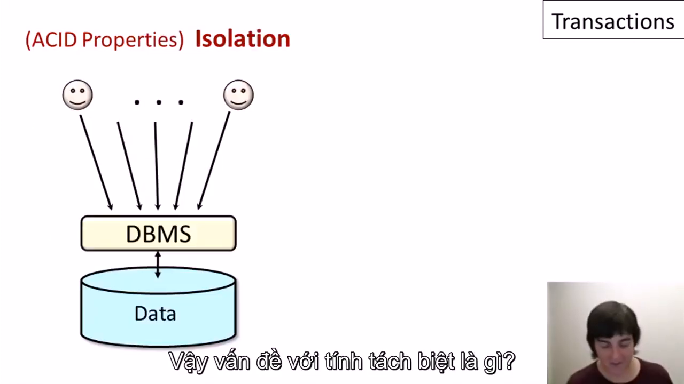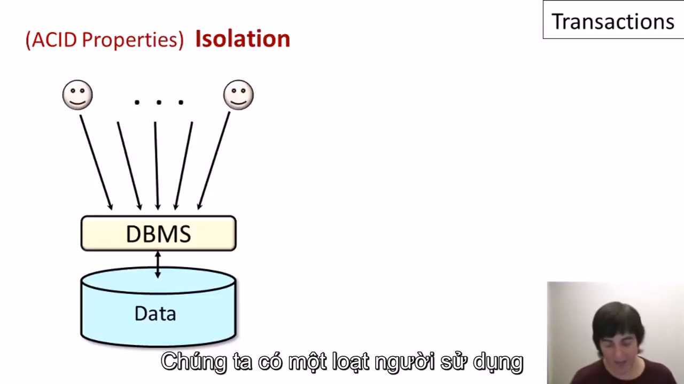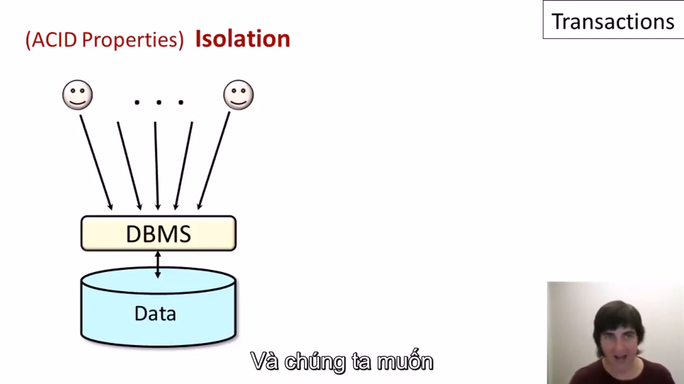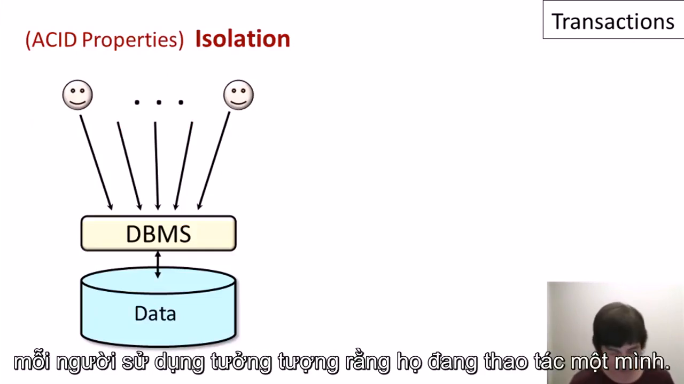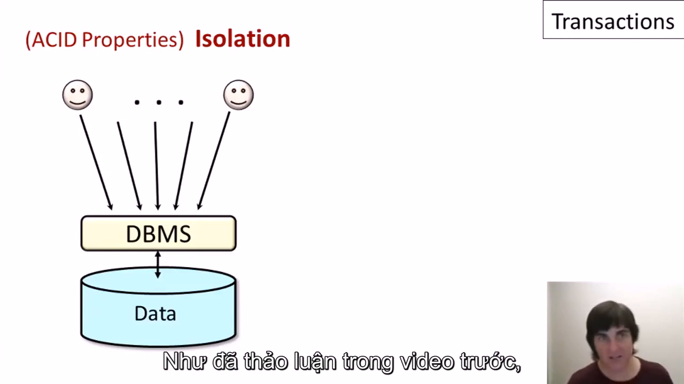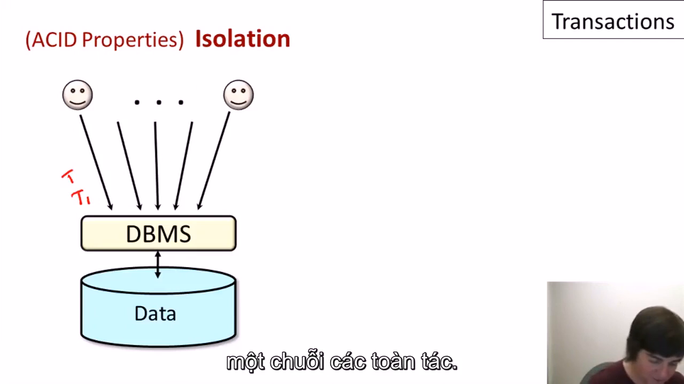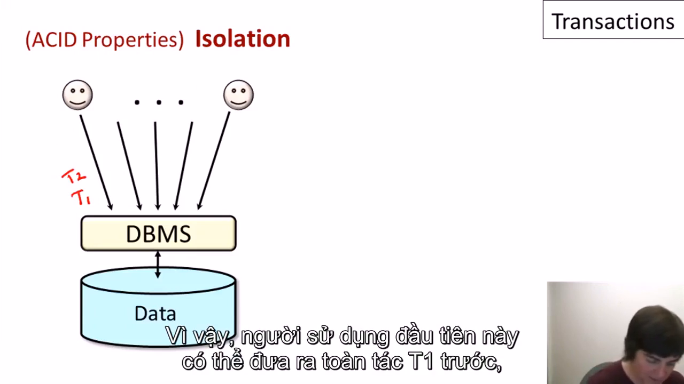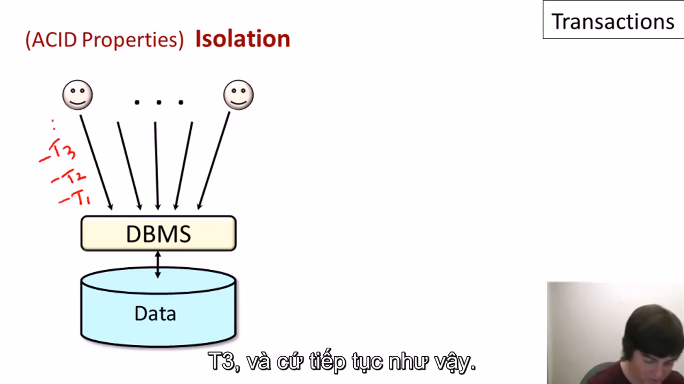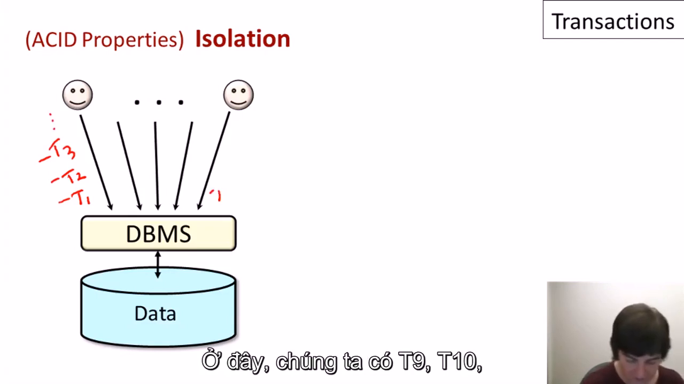So here's the deal with isolation. We'll have a whole bunch of clients operating on our database, and we'd kind of like each client to imagine that they're operating on their own. So as we discussed in the previous video, each client issues to the database system a sequence of transactions. So this first client might be issuing first transaction T1, then T2, T3, and so on. Over here we have T9, T10, T11.